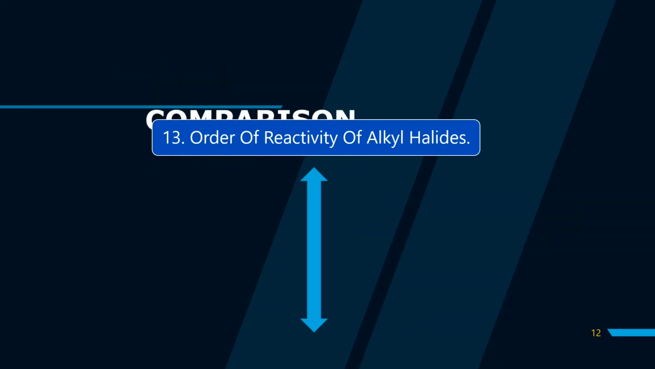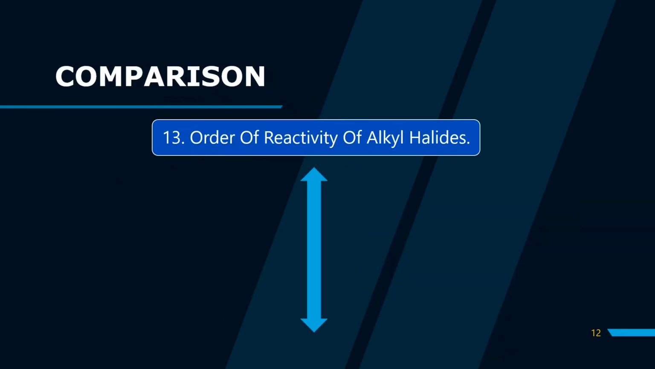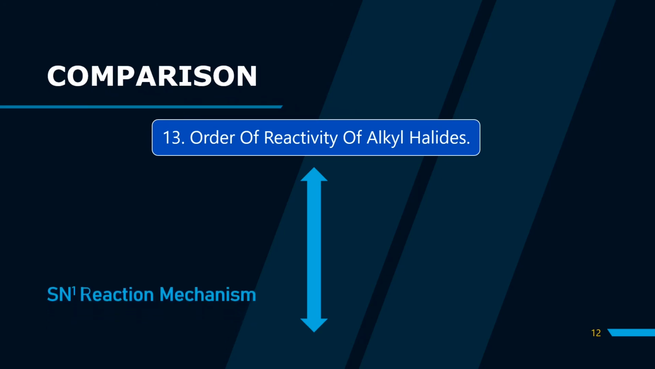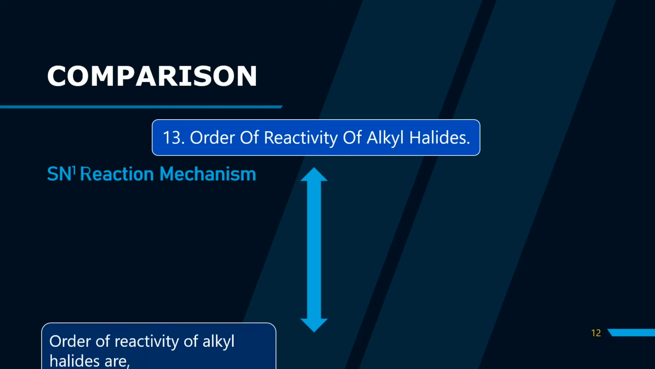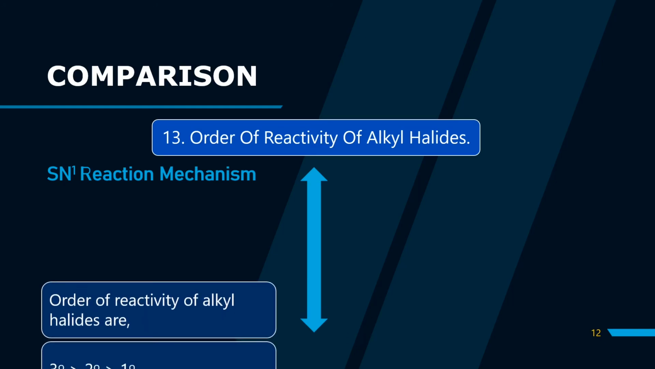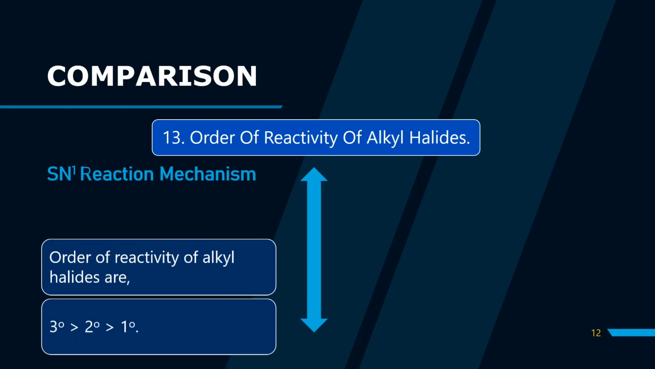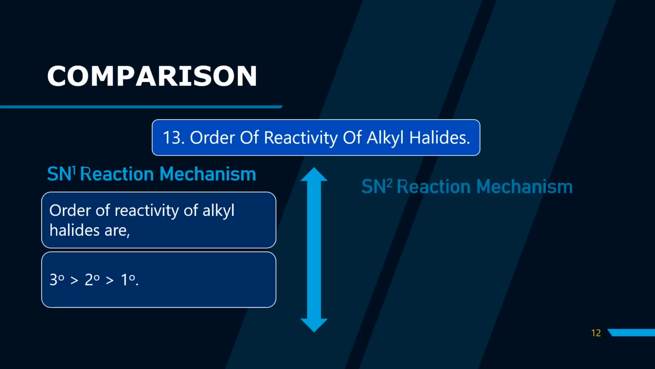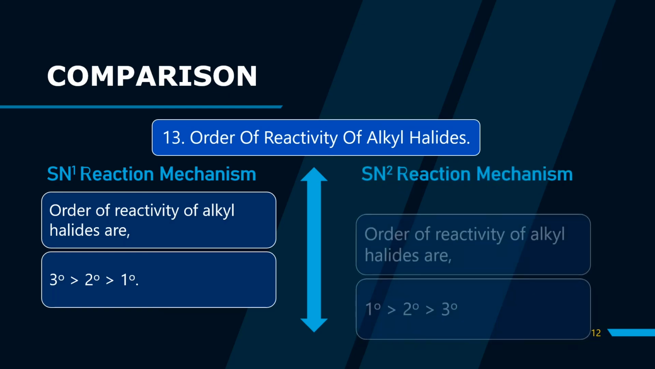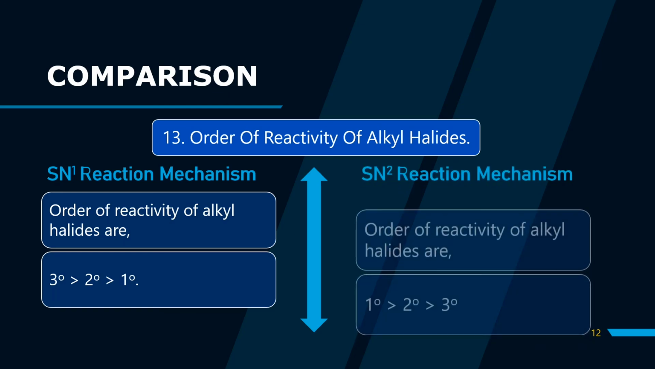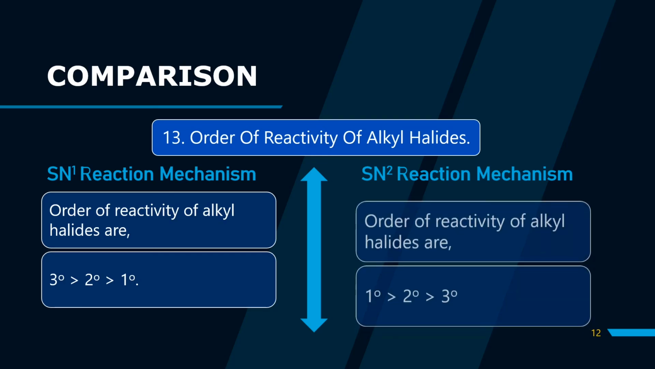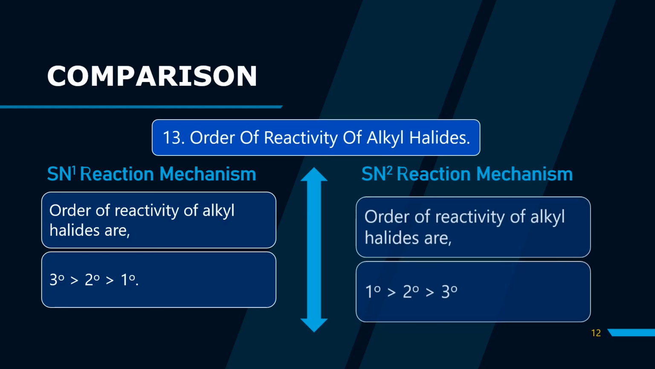Now the 13th difference on the basis of order of reactivity of alkyl halide. For the SN1 reaction mechanism, the order of reactivity is that tertiary alkyl halide will favor the reaction more than secondary alkyl halide, and secondary alkyl halide will favor the reaction more than primary alkyl halide. While for the SN2 reaction mechanism, the primary alkyl halide will favor the reaction more than secondary alkyl halide, and secondary alkyl halide will favor the reaction more than tertiary alkyl halide.